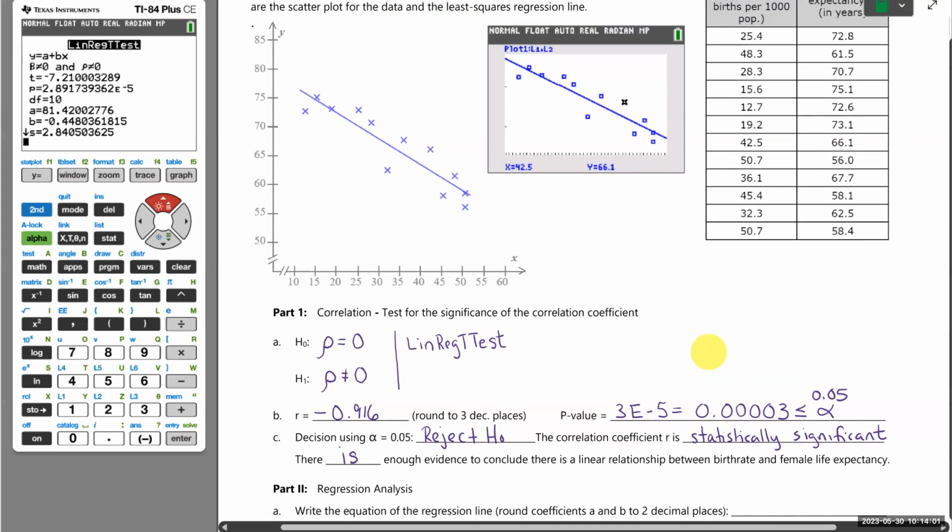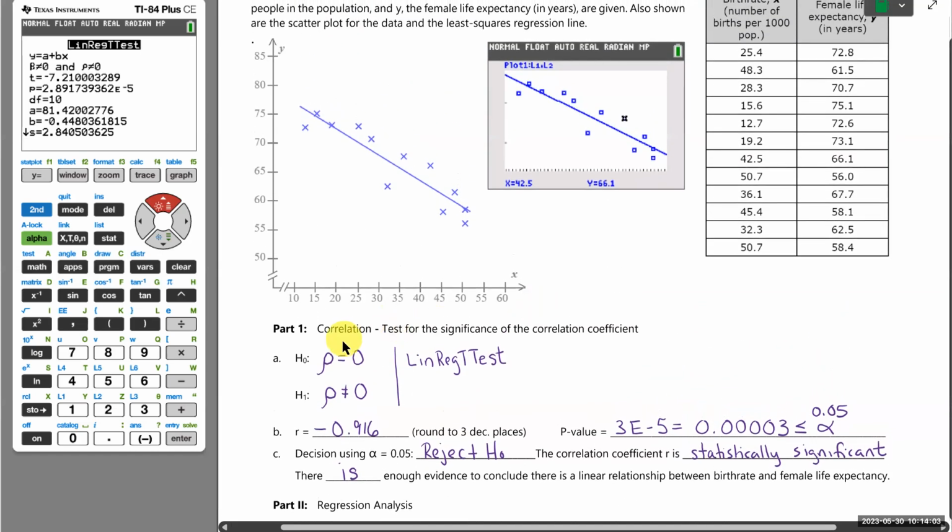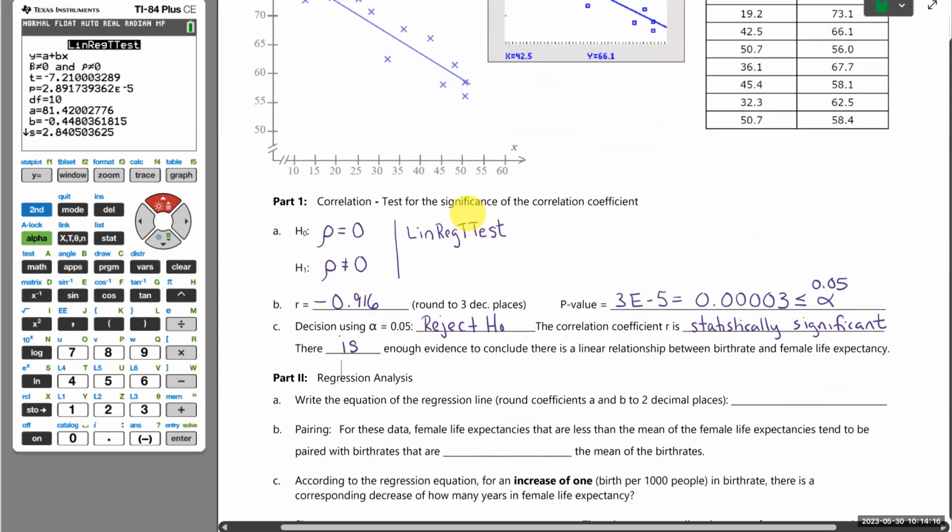All right, so that's correlation. And then regression analysis is finding that equation that describes that relationship in the population. So let's do that next.